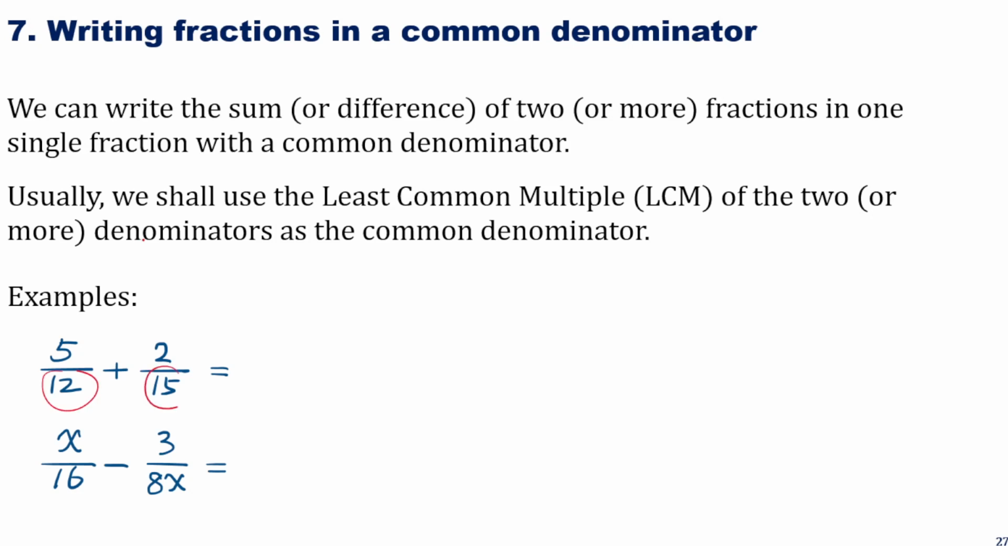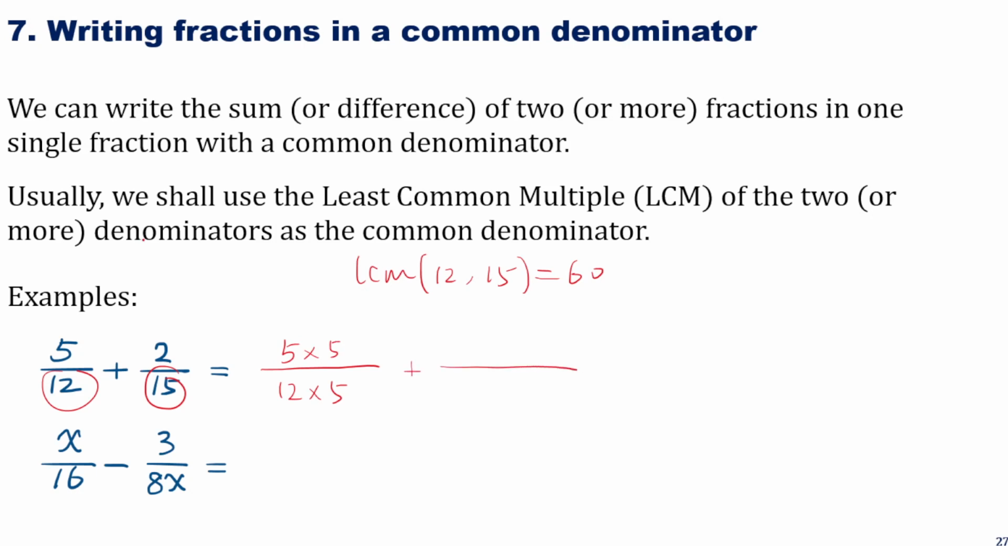How do we write this in a common denominator? We find the least common multiple of the two denominators. Can you find that? The least common multiple of 12 and 15. Apparently that's 60, right? The LCM of 12 and 15 is 60. Then, in order to have the denominator be 60, we need to multiply 12 by 5, and in order to keep the fraction unchanged, you need to multiply the numerator by the same number, right?